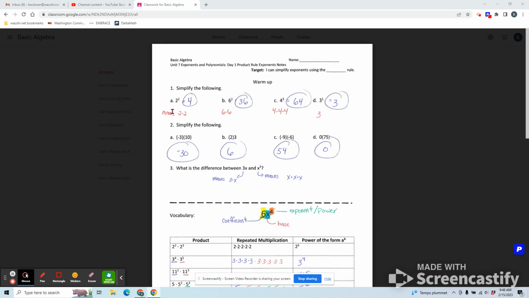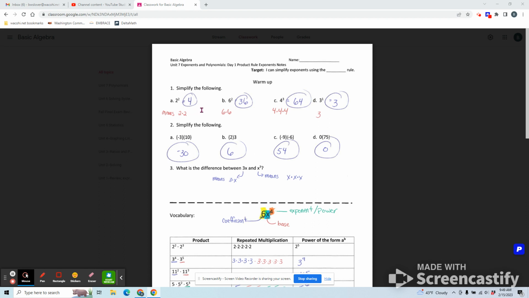So 2 squared, and I wrote down in red what all of these mean. 2 squared means 2 times 2, which is 4. 6 squared is 36. 4 cubed, which is 4 times 4 times 4, is 64. And then 3 to the first is 3.